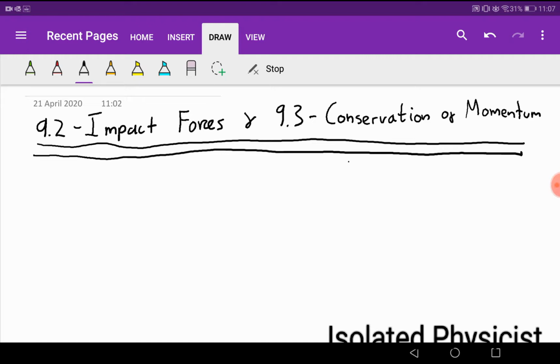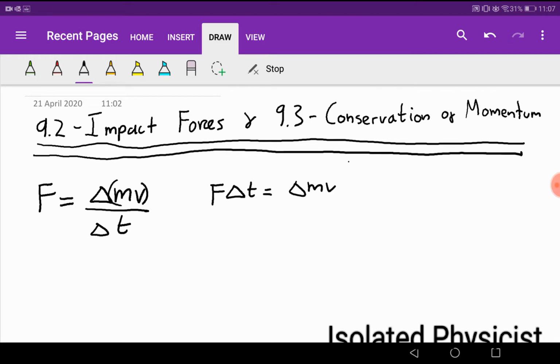So last time in 9.1 we looked at this equation here. Force is change in momentum over change in time. And I said if we rearrange that, F delta t equals delta mv, and I mentioned that this bit here was the impulse.